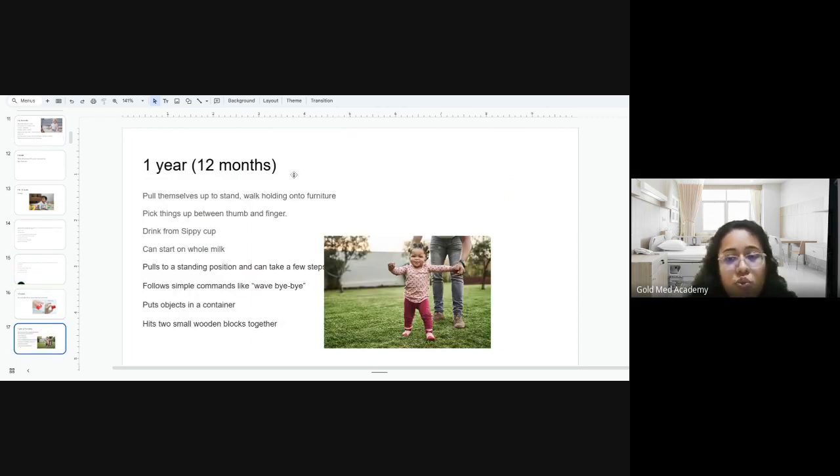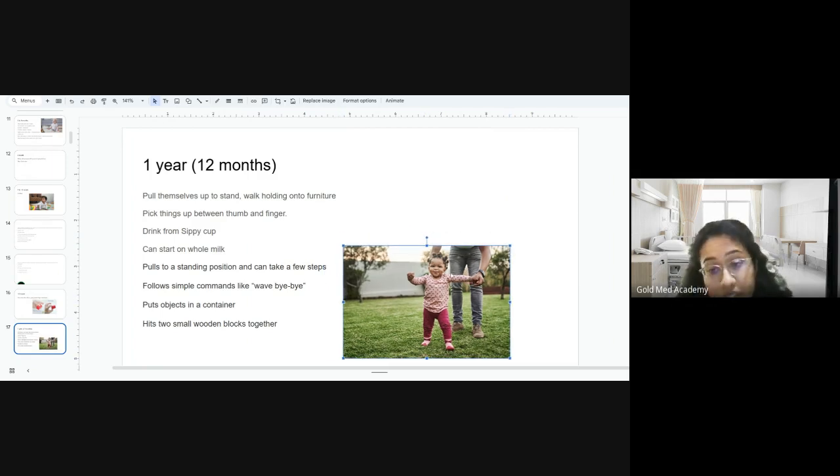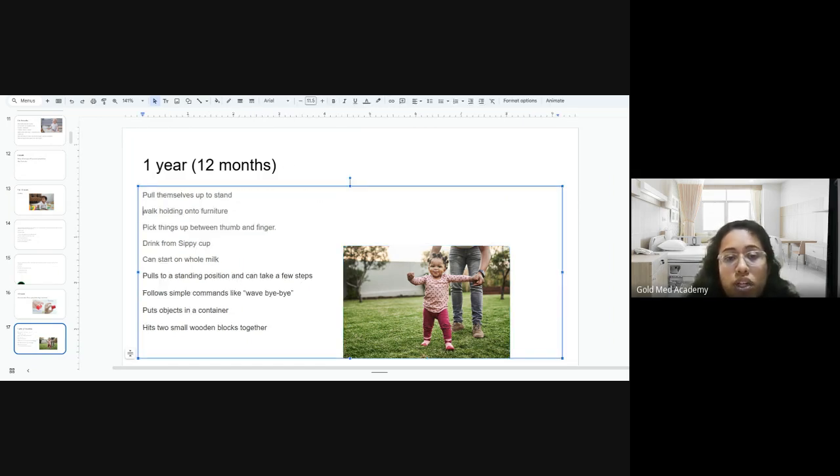Now here is 12 months, all the things that they should be able to do at 12 months. They're able to pull themselves up to stand and walk, holding onto furniture, or holding the assistance of an adult, like you see in this picture. Some children can even start walking independently for a couple of steps as well. But the basic minimum requirement is that they're able to pull themselves to stand and maybe take a few steps with the assistance of an adult present there to give them support.